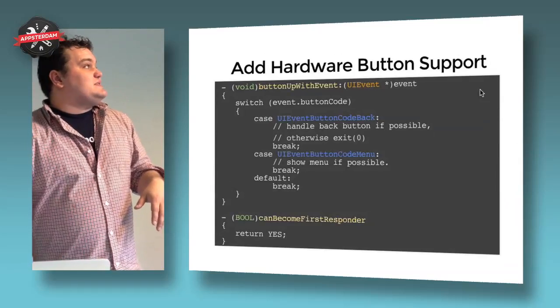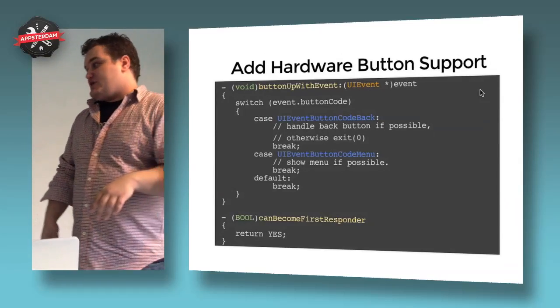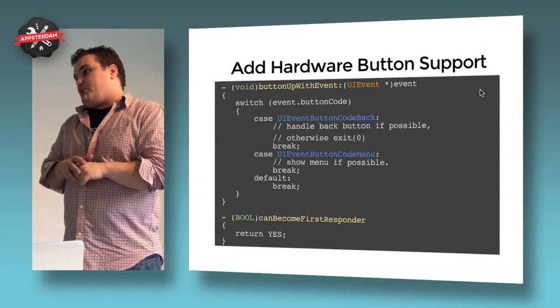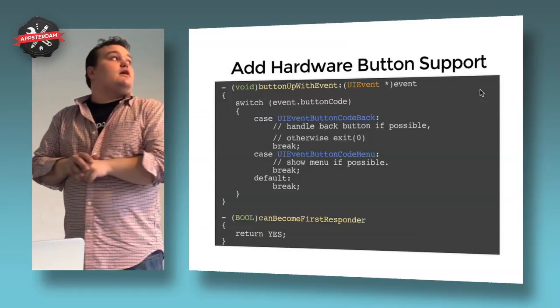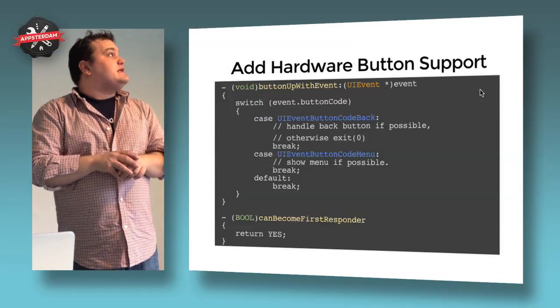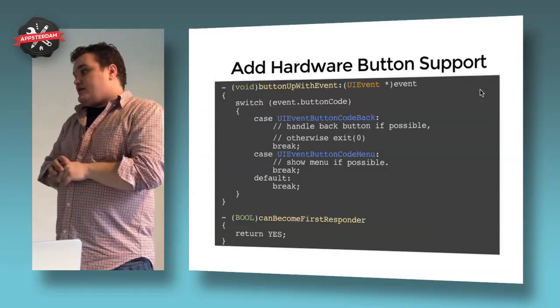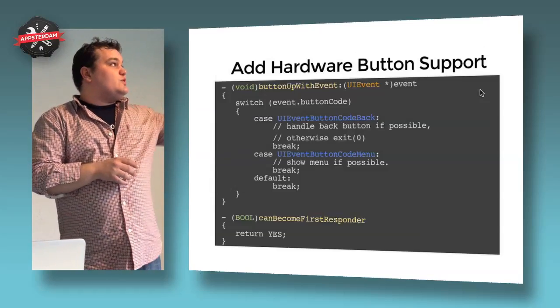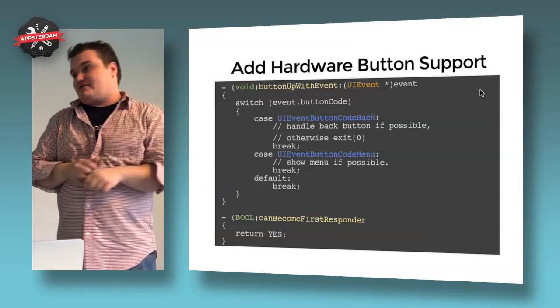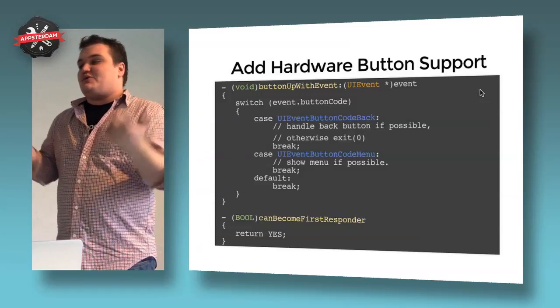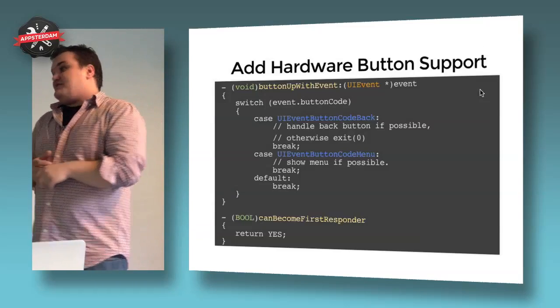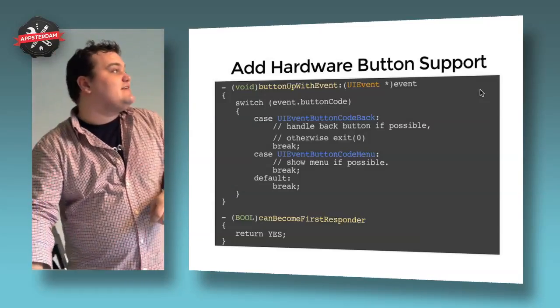And then hardware button support, that's the bare minimum. If you're going to support Android, at least support the back button because your users will thank you. And we make it really easy. We just send it down the UI responder chain, and then you get this new event called UI button code back. And then you can do what you want. If you don't do anything, it exits the app. So it's a good idea to implement that.